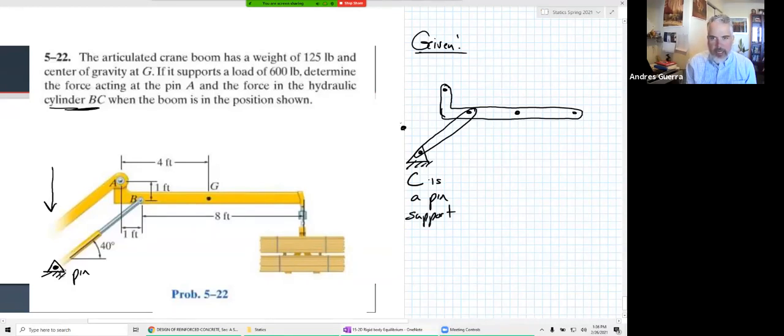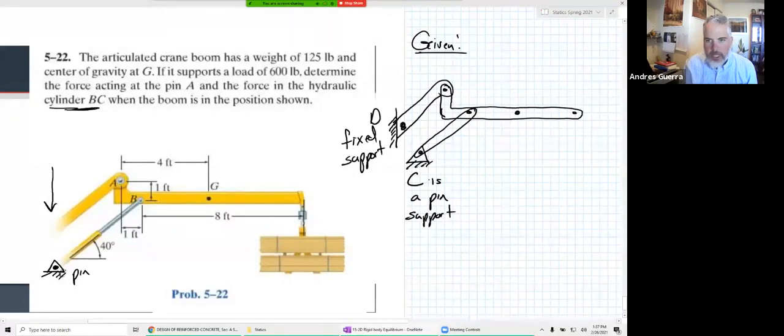Point D right here, we can draw the rigid object that goes around there. They don't show us how it ends, but I'm going to say point D is a fixed support. So I'm adding that to our problem statement here. So point D is a fixed support right there. So actually, let's not draw a little dot there then. Let's just do it like that. So point D is a fixed support right there.